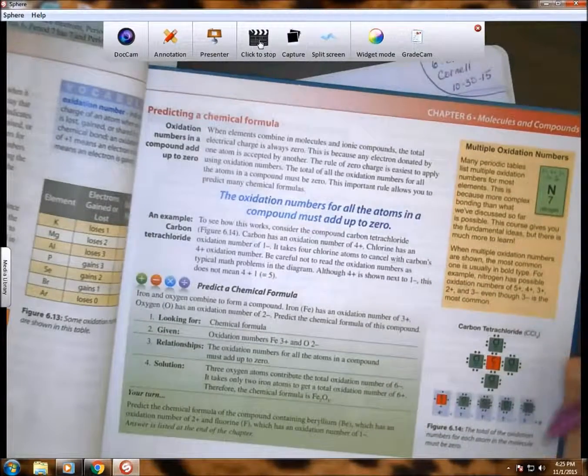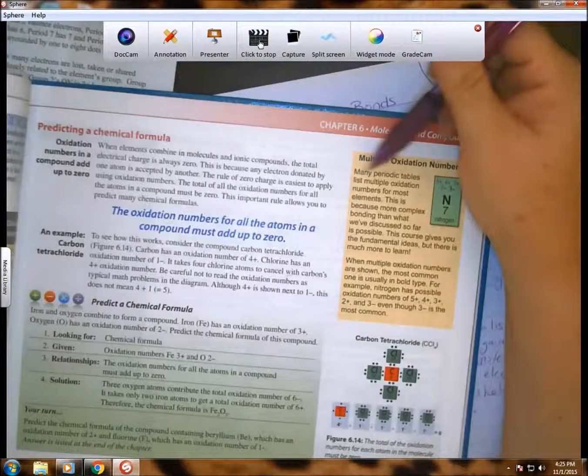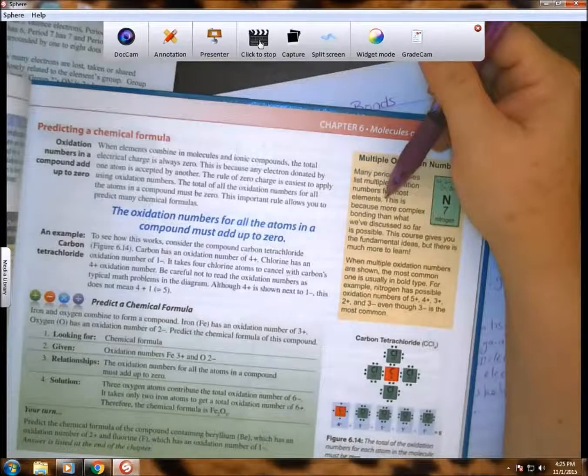We missed some stuff on the side here. Let's read this stuff. Multiple oxidation numbers. Many periodic tables list multiple oxidation numbers for most elements. Okay, now the one in the STAR test does not, and the one that we have on our board does not either, I don't think. We'll look at it later though.